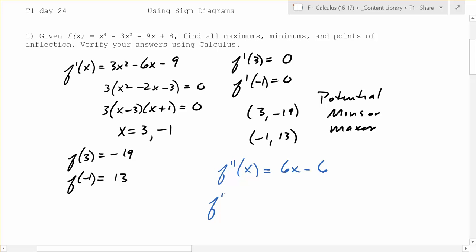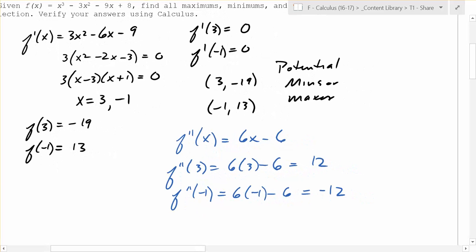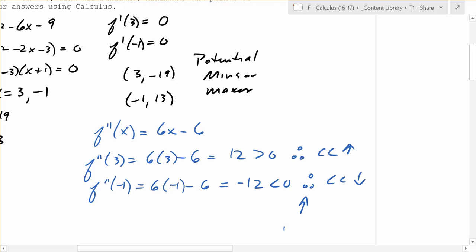3. f double prime of 3 is going to be 6 times 3 minus 6. That's 12. And what's the second one you're going to need to plug in? f double prime of negative 1 is 6 times negative 1 minus 6, which is negative 12. Well, 12 is greater than 0, so that means concave up. This is less than 0, so that means concave down.